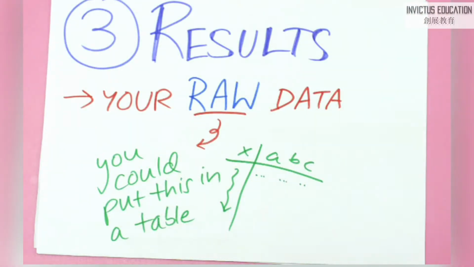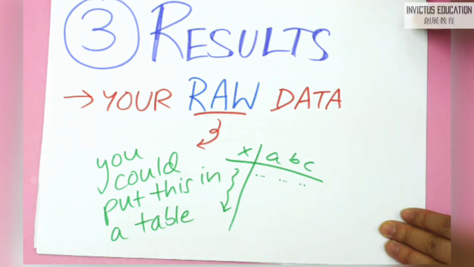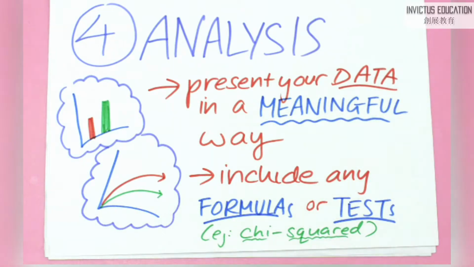In your results section, you'll put your raw data, which is usually best organized in a table. The analysis is where it gets interesting. You'll present your data in a meaningful way. This could be in a graph or a chart, for example. You could also include any formulas or statistical tests that you've used and briefly mention how you've used them and why you've chosen them.